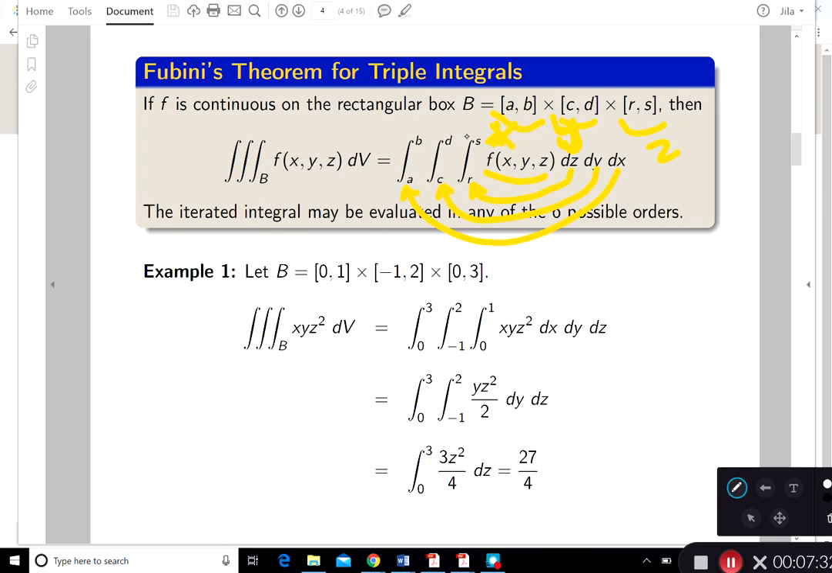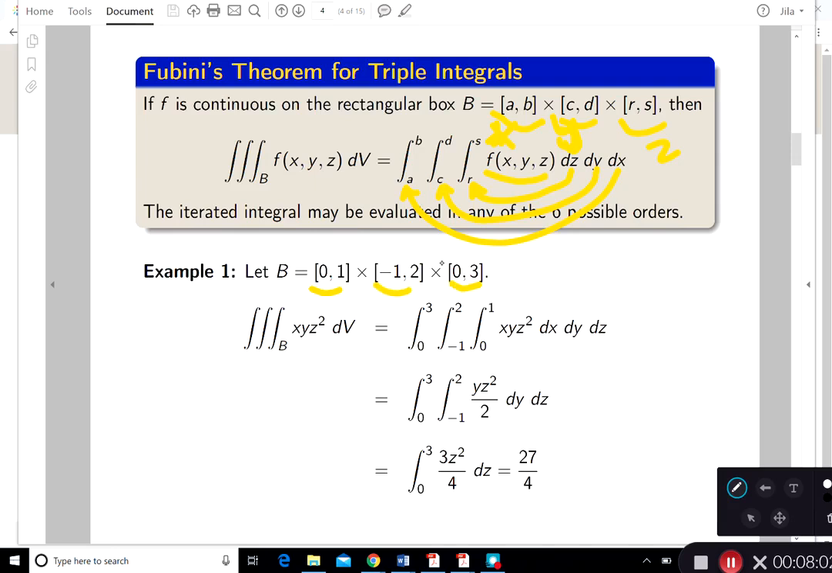And so how do we take the integral? With this order, if it's a box, look at this: a, b, c, d, r, and s are constants. So if we have a box, the order can change however we want. So there should be six different orders for that.